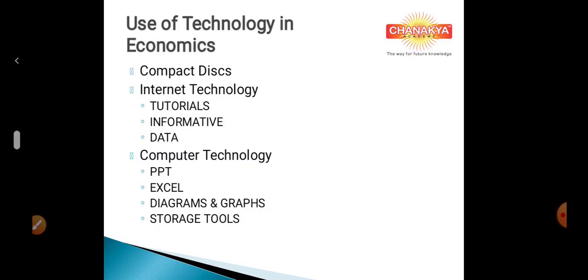Fourth one is your storage tools. We use plenty of study material in economics. Online material, PDFs, then the different research papers, different books and magazines that give you the data about economics or the different studies and research carried out. We need space and carefulness to preserve this data.